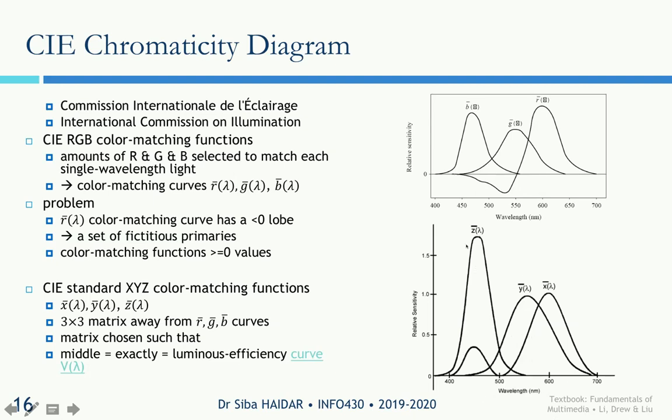How did we obtain them? If you notice well, we obtained them by applying a transformation in order to not have the R lobe negative any more. Okay, and how did we get the middle one, the Y? We kept making equations to add a certain value and divide by a certain value, so we can have the middle curve just like the luminous efficiency curve V of lambda we just saw a few slides apart.